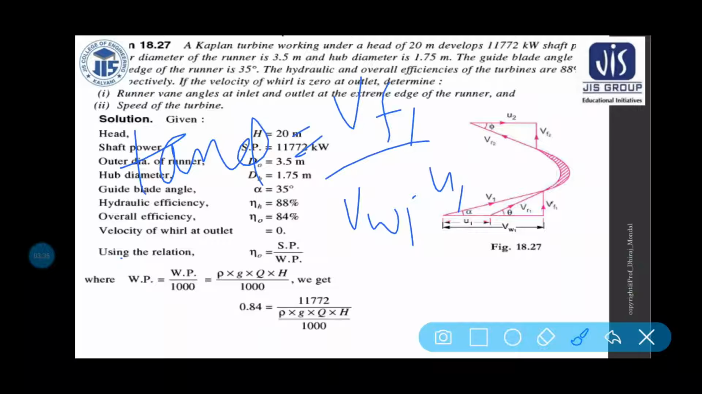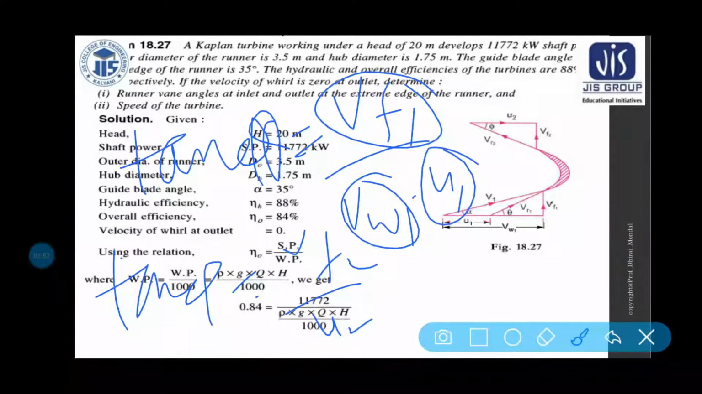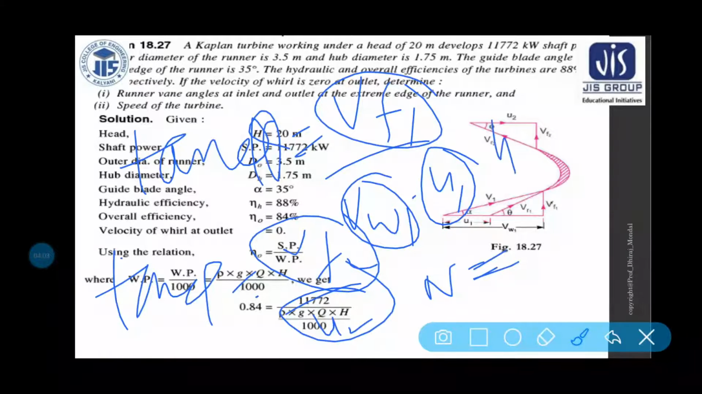Tan theta, sorry, tan phi is equal to Vf2 by U2. So to get theta and phi, you need to find out Vf1, Vw1, and U1. To get phi, you need to find out Vf2 and U2. And to get n, what do you need to find out? We know that U is equal to pi d naught n by 60. So to get n, you need to find out d and U. Clear?